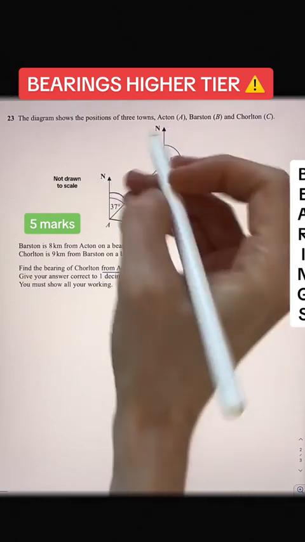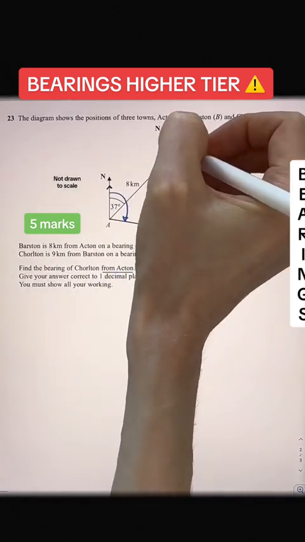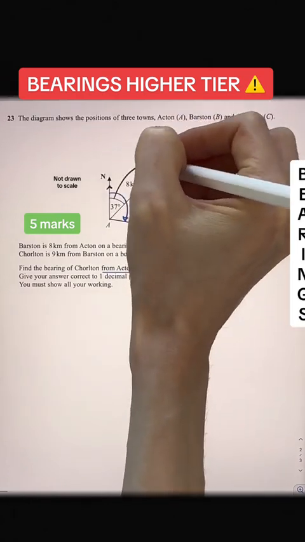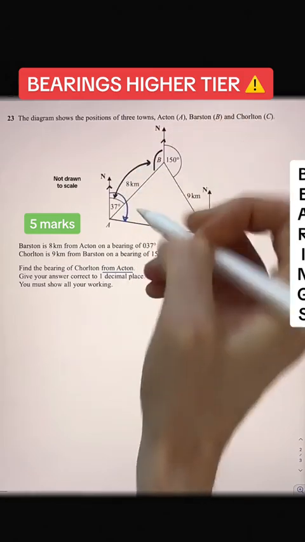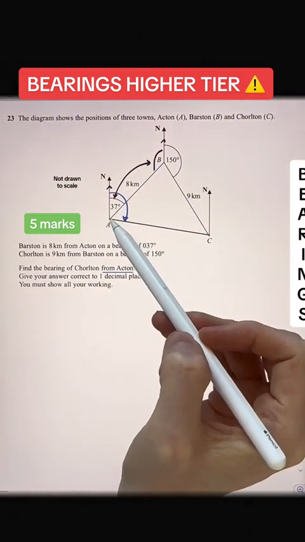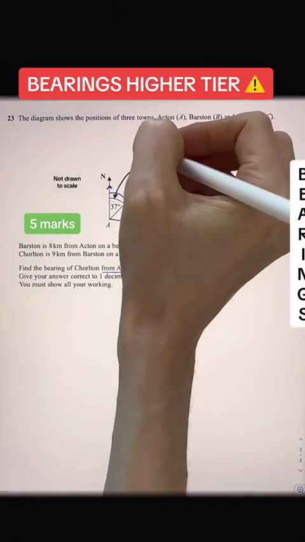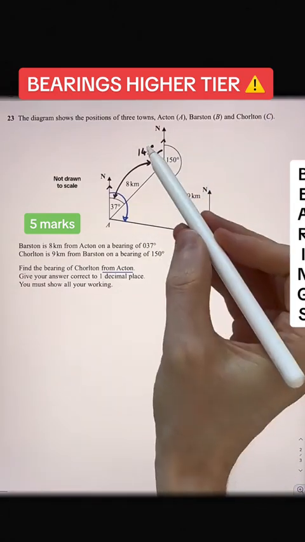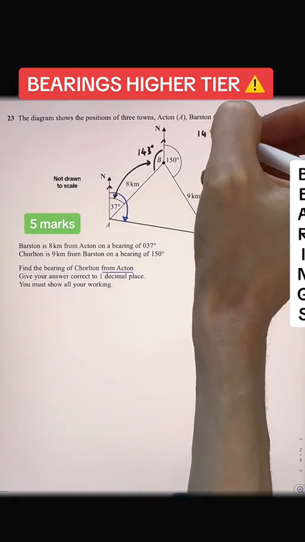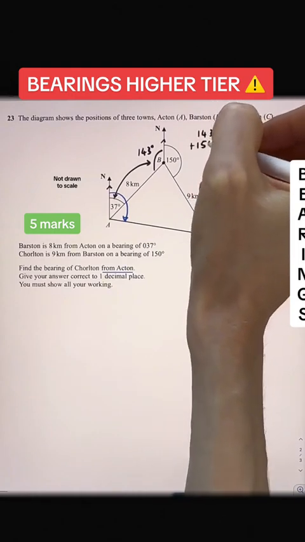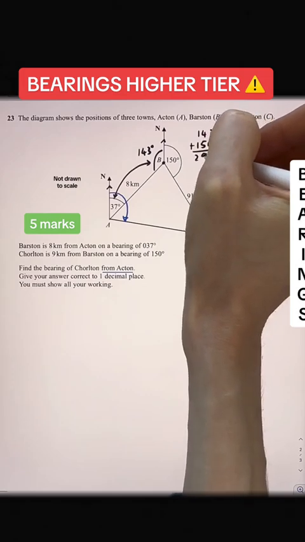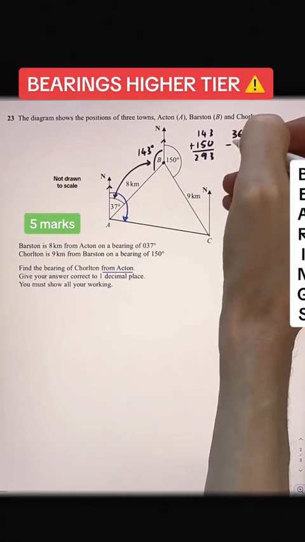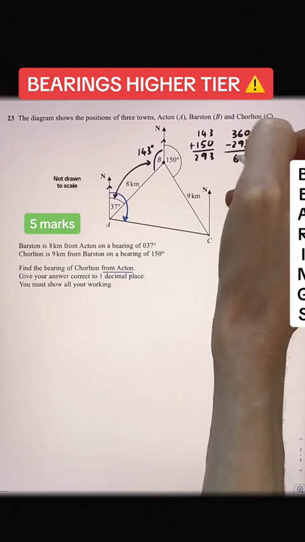Where we have north lines, we also have parallel lines. Therefore, I can work out this angle here because I know co-interior angles add up to 180 degrees. Therefore, I'm going to do 180 subtract 37, and that will give me an angle of 143. I also know that angles around a point add up to 360 degrees. Hence, adding up my two angles, I know 143 plus 150 will give us 293. And then angles around a point equals 360. Hence, 360 degrees subtract 293 will give us an angle of 67 degrees.